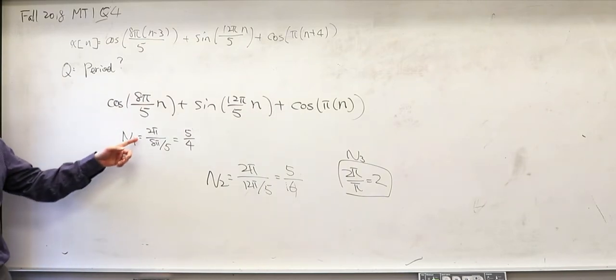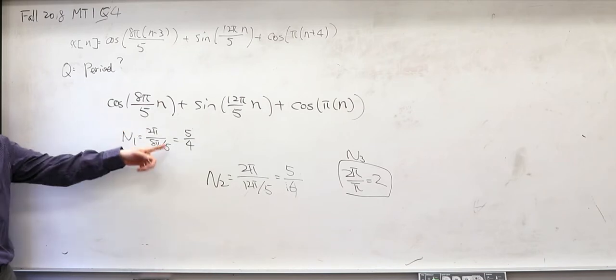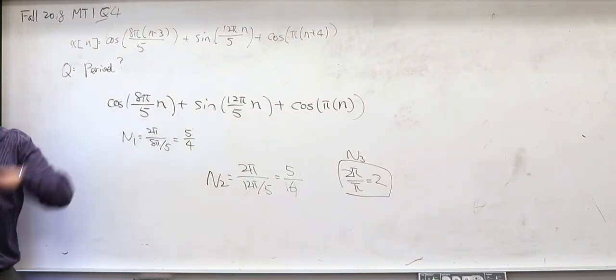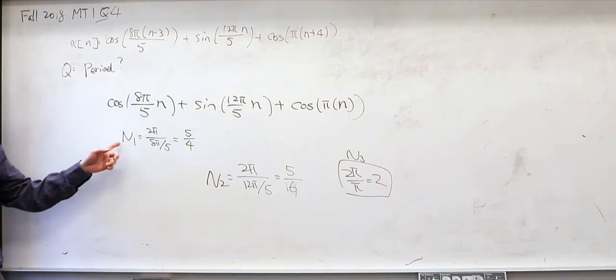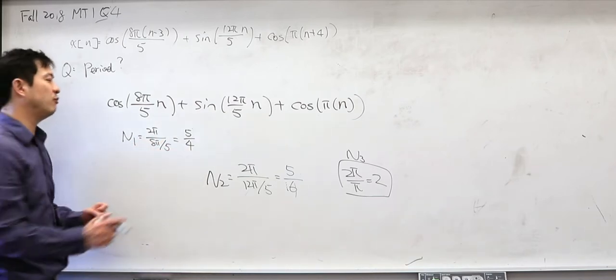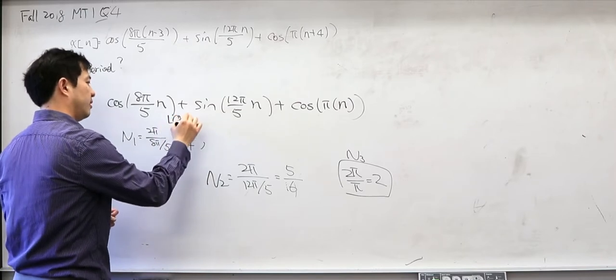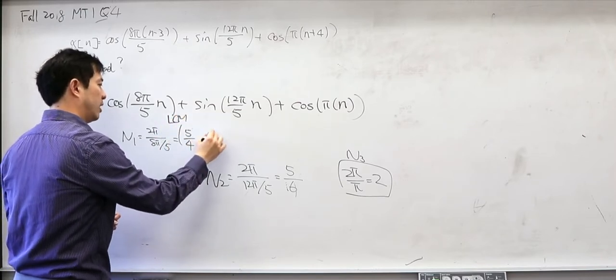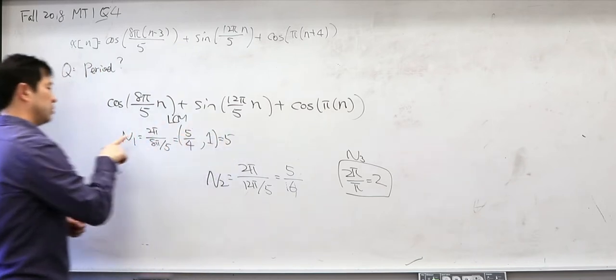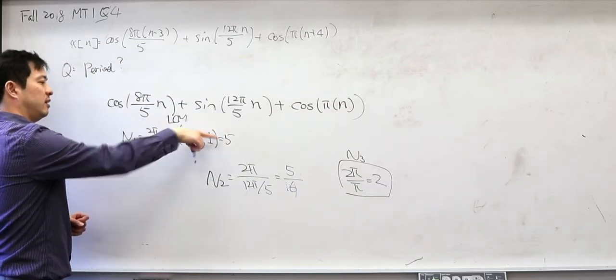So M1 is, if it's continuous time, then that's the period. But it's not continuous time. The period should be the LCM of 5 over 4 and the 1. So LCM of 5 over 4 and 1, which is 5. So the N1 is LCM of 5 over 4 and 1, which is 5.